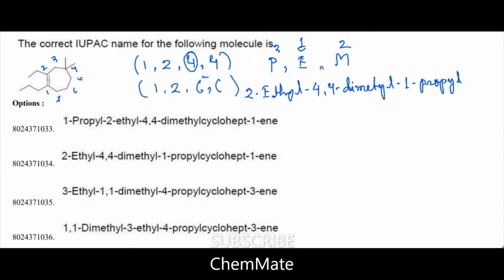There are a total of 7 carbons in this ring, so this is a cycloheptane derivative. As this is an alkene, it will be cycloheptene. So propylcyclohept-1-ene. So this will be the nomenclature. The answer will be this.